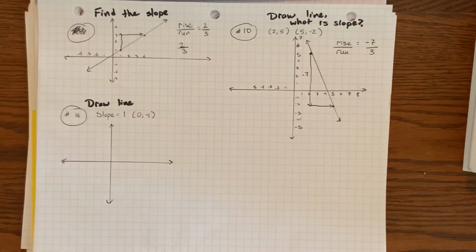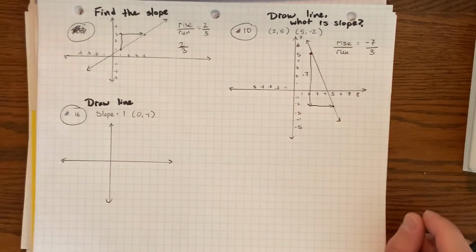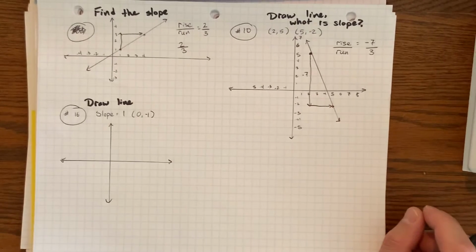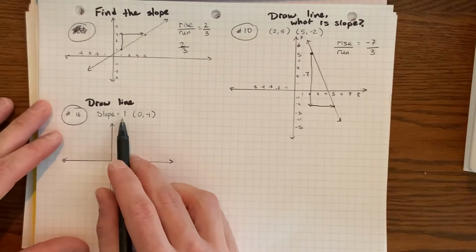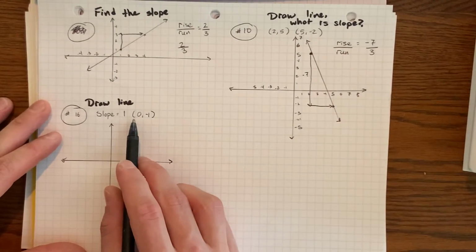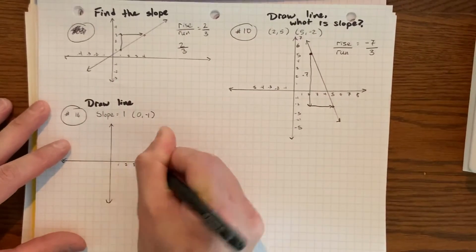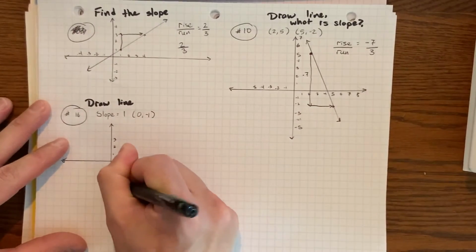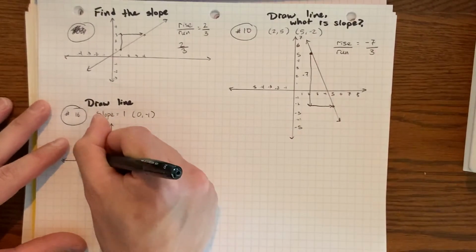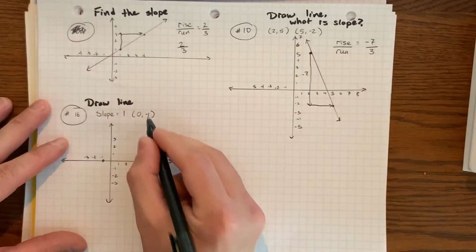Now the last one I want to do here is, in this case, you're going to have a coordinate grid, and I want to draw a line basically. This is number 16. I think you're going to have to do number 17 and number 19 or something like that. But number 16, your slope is 1. And it's going to go through the point 0, negative 1. So I'm going to start, forgot to label my coordinate grid. Okay, I'm going to start with my point at 0, negative 1. This is the point 0, negative 1.